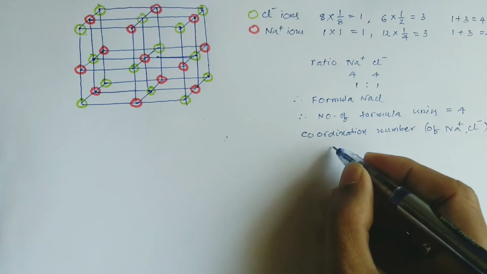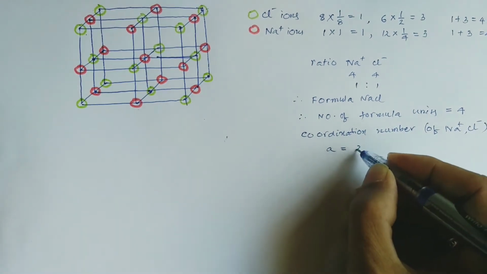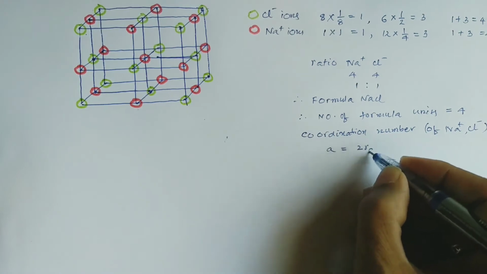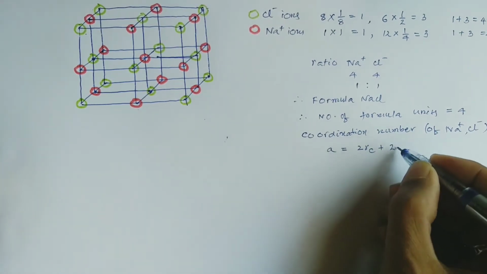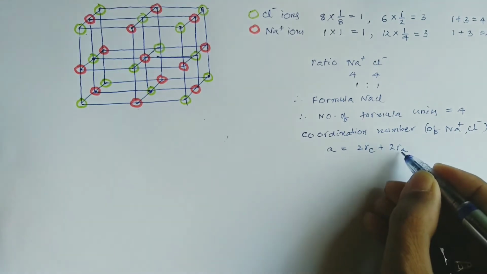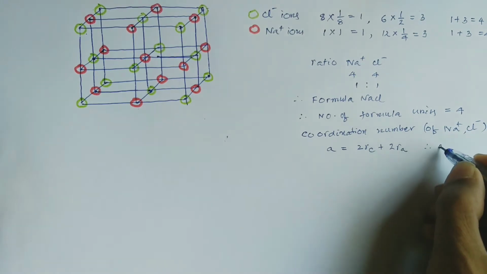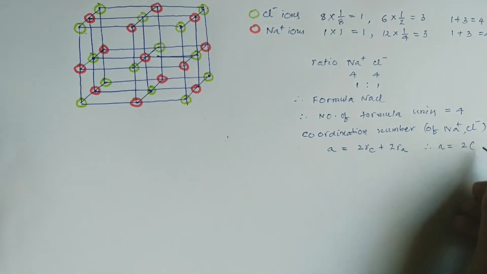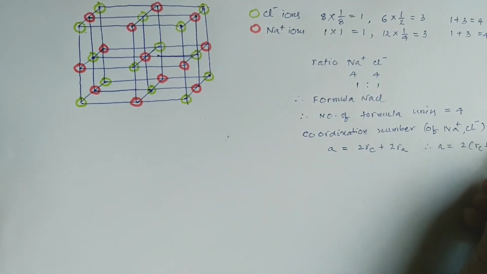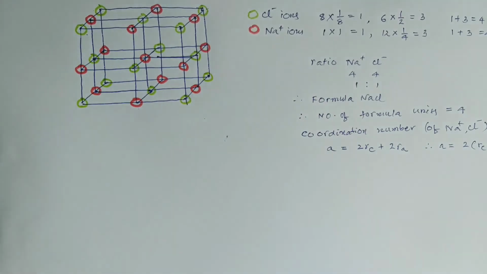So edge length is equal to 2Rc plus 2Ra, where Rc is the radius of cation and Ra is the radius of anion. Therefore edge length is equal to 2 into (Rc plus Ra). That is the relationship between edge length and radius.